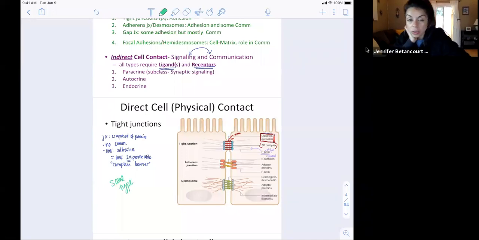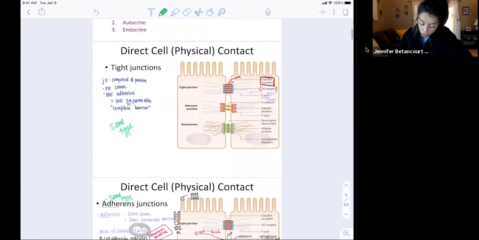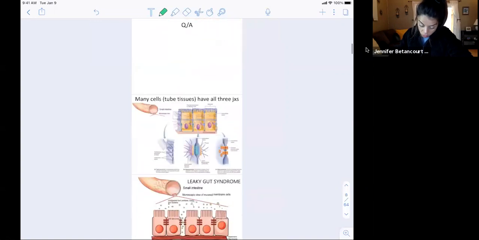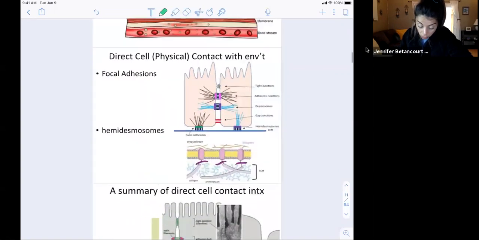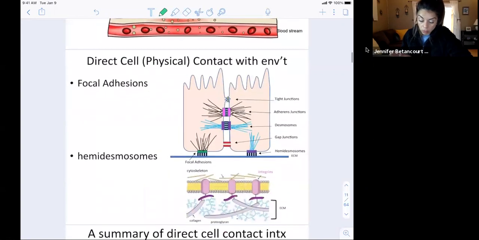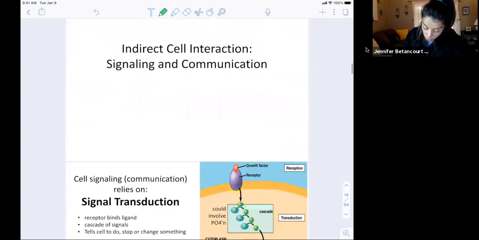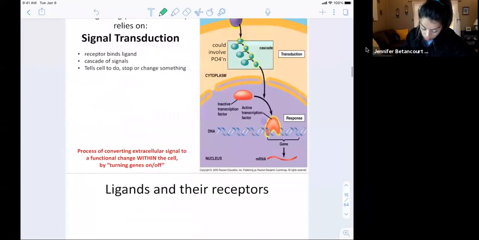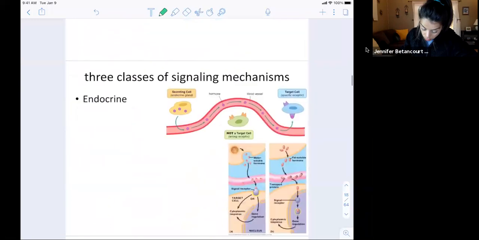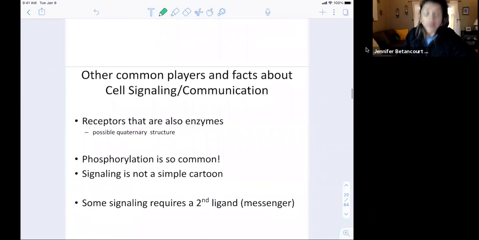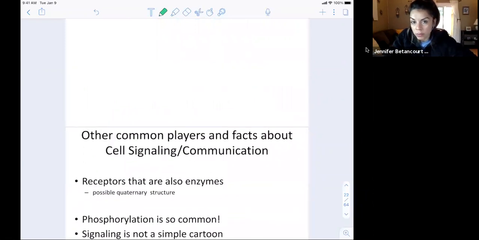Okay. Any other questions? Okay. Well, let's see. What do we have on Tuesday? On Tuesday, we'll talk about direct cell contact, but not cell to cell, rather cell to its wall, cell to its environment. And then we will move into how cells communicate with one another. That will probably take up the majority of Tuesday's lecture, so just keep that in mind.